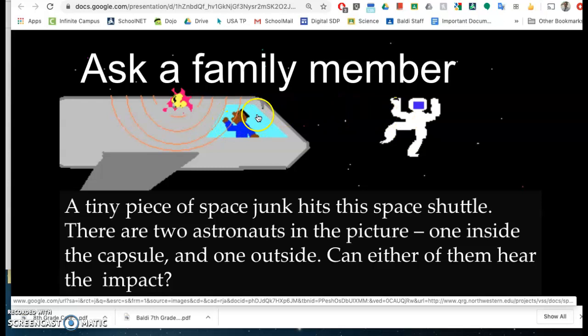For one, you have the person inside this shuttle, where these vibrations from the junk hitting the space shuttle carry through the air into the person's ears, so they will most likely hear this, unless the air had already sucked out of the shuttle itself, in which case they would be dead anyway, so they wouldn't hear it.